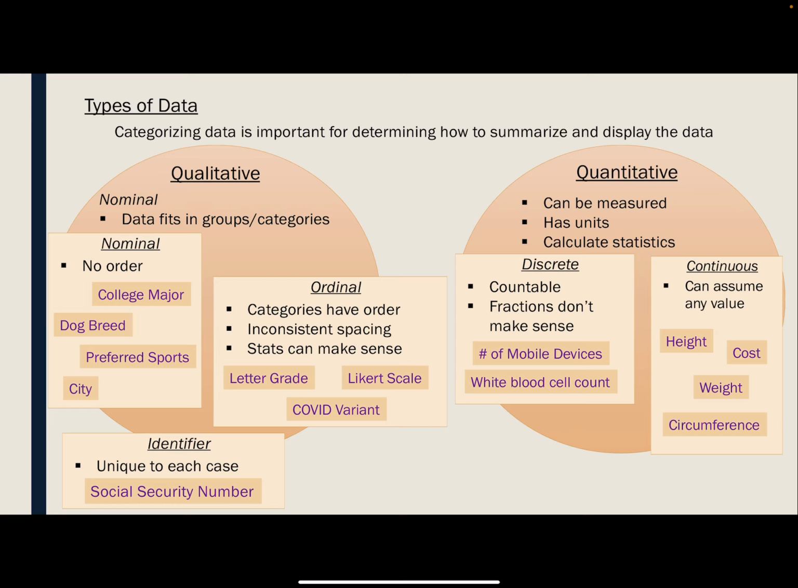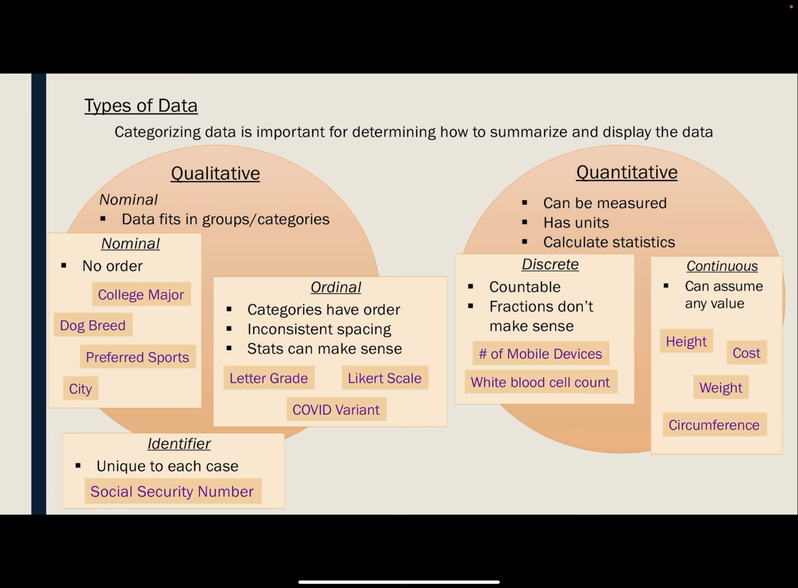But there's no ordering to those groups, right? Yellow is not better than blue, is not better than red. That would be an example of a nominal variable. Some other examples here are college major, dog breed, your favorite sport, the city you were born in. Those would all be nominal qualitative variables.